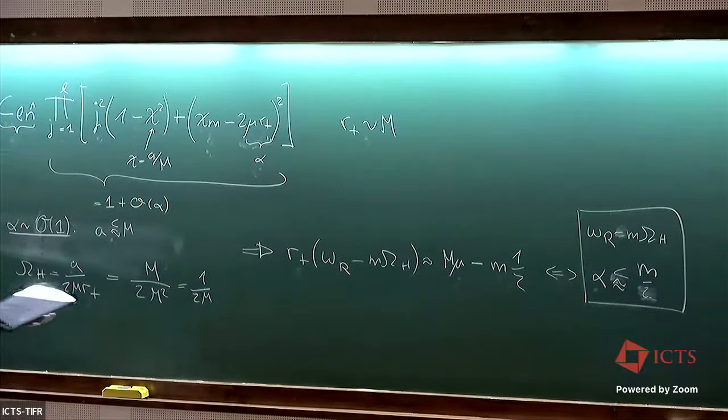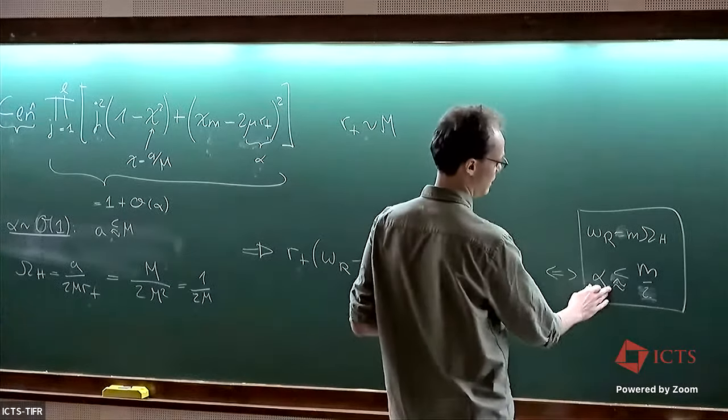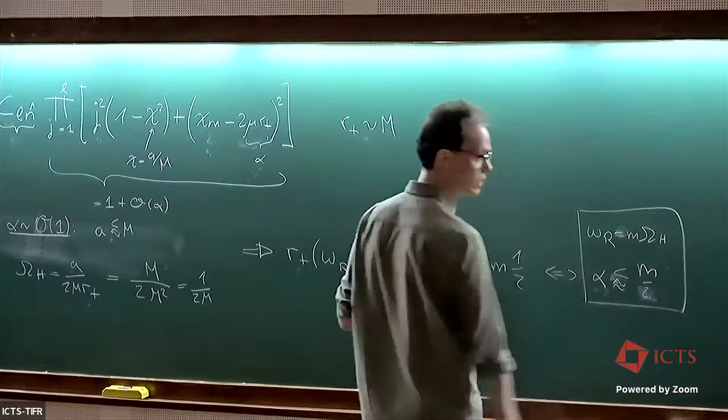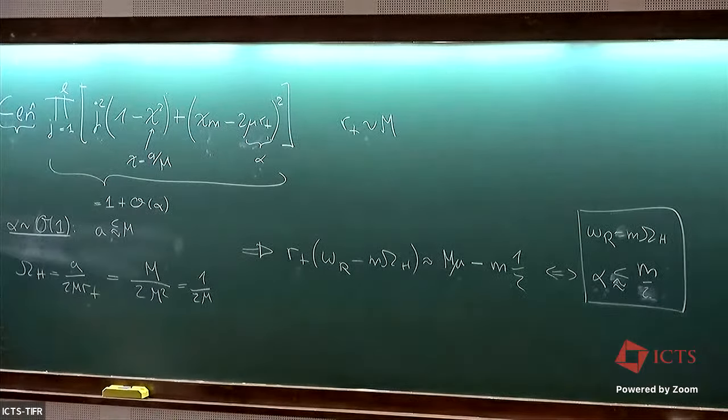So basically, whenever alpha is, at least in the extremal case, roughly m over 2, then this term will be 0, and therefore the growth, the superradiance rates, go to 0. Okay?